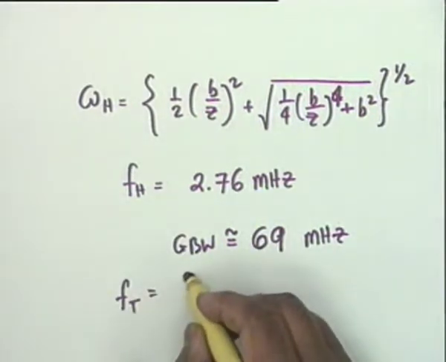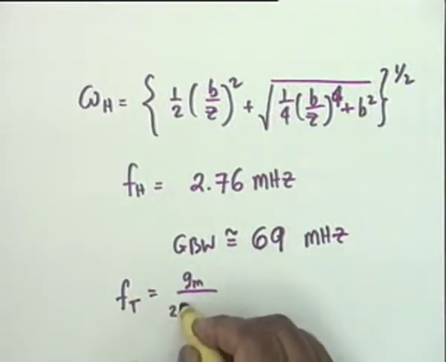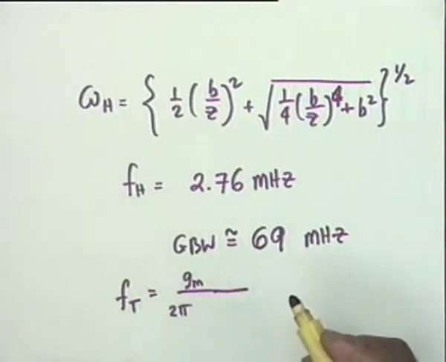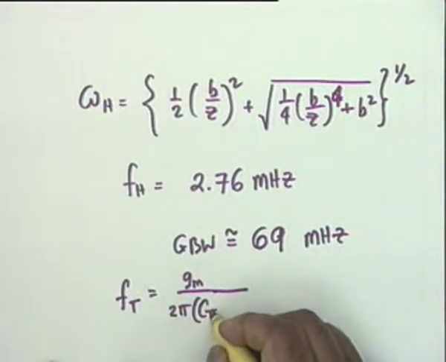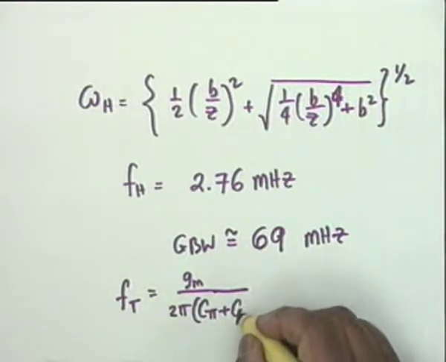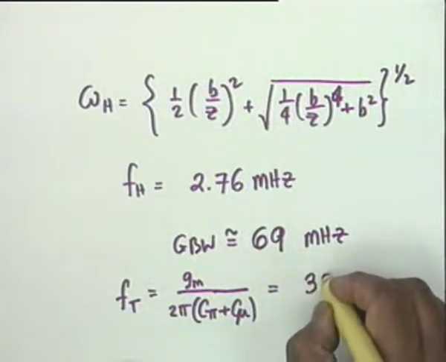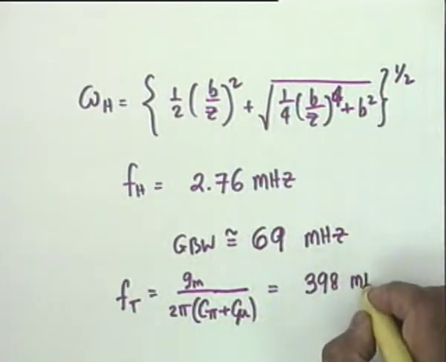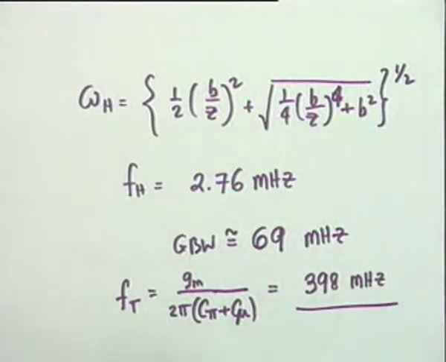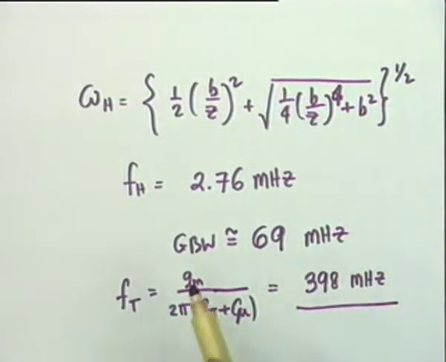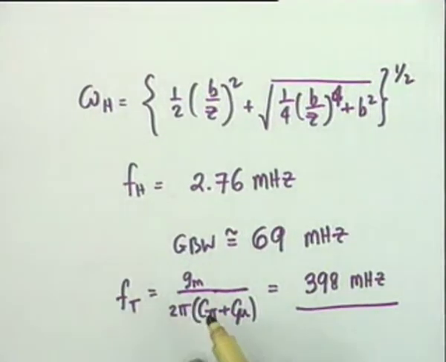FT is GM divided by 2 pi, don't forget the factor 2 pi, C pi plus C mu, alright. This calculates out to 398 megahertz. Okay, so approximately we have gone up to 20% of FT. Our GBW has gone up to 20% of FT.